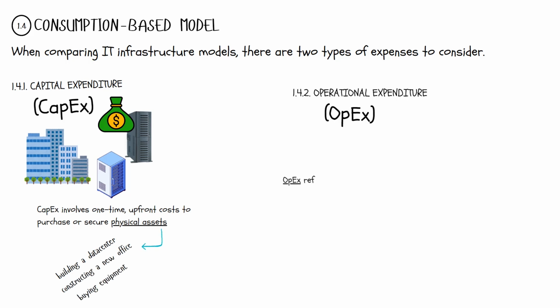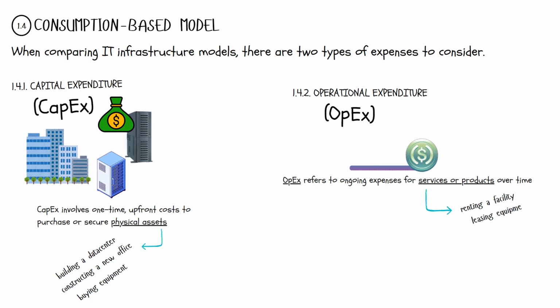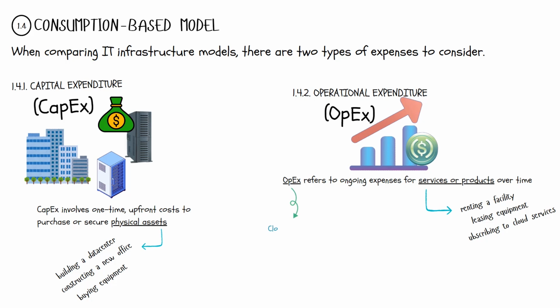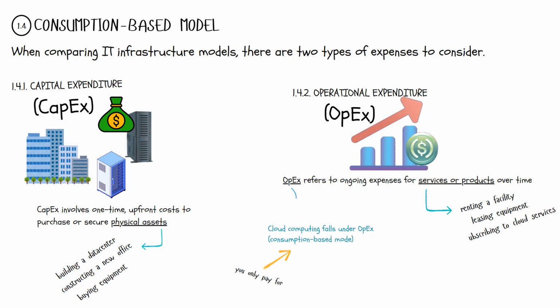In contrast, OpEx refers to ongoing expenses for services or products over time, such as renting a facility, leasing equipment, or subscribing to cloud services. Cloud computing falls under OpEx because it operates on a consumption-based model. Instead of paying for physical infrastructure and its upkeep, you only pay for the IT resources you actually use. If you don't use any resources in a given month, you don't pay for them.